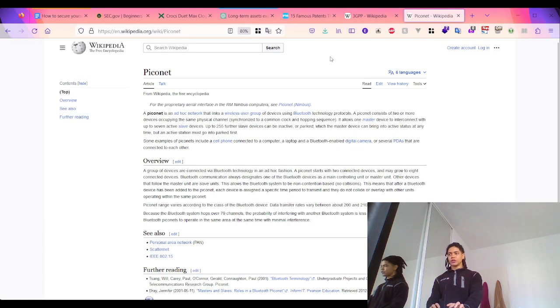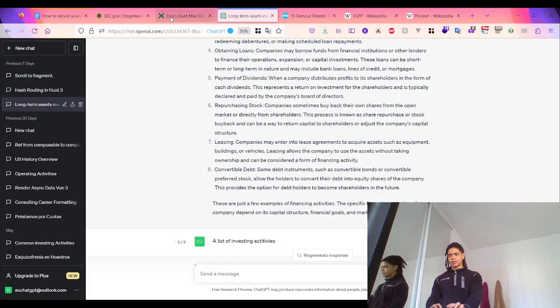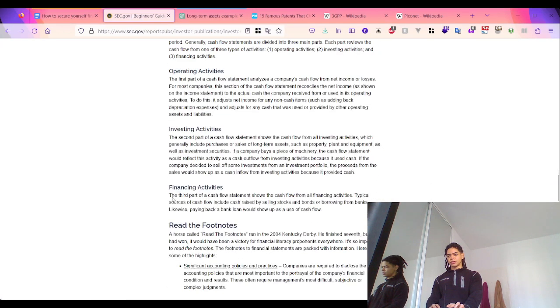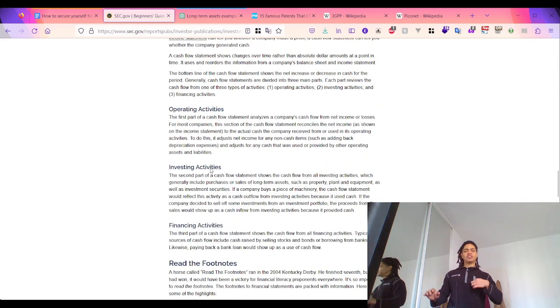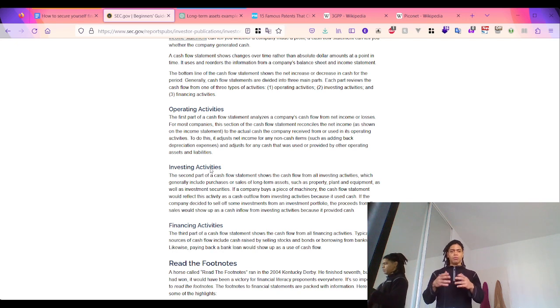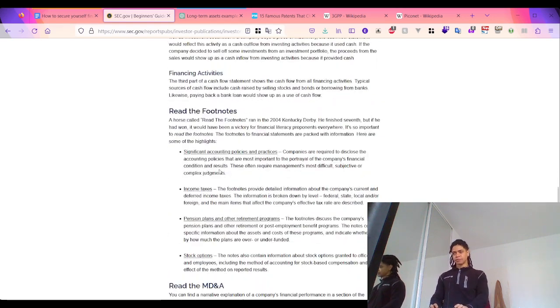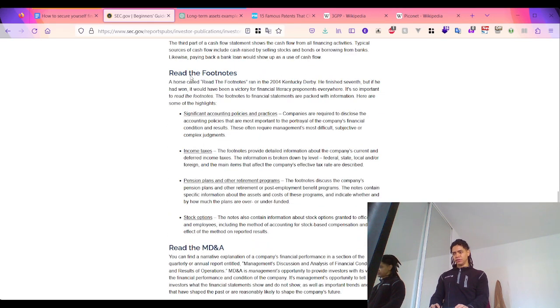Once I look at that, an understanding of the cash flow statement: take a look at the operating activities, the investing activities, and the financing activities. Then I read the footnotes. Very, very important, because they have additional information. Here are some highlights: significant accounting policy and practice.